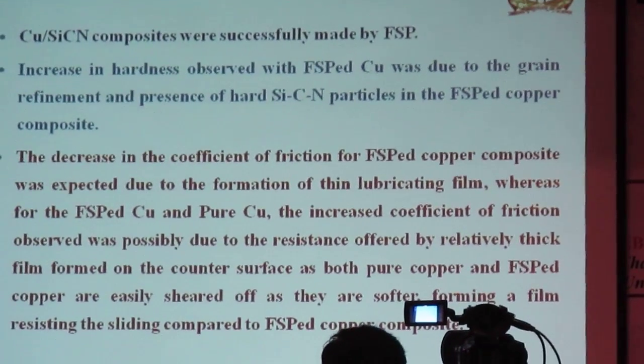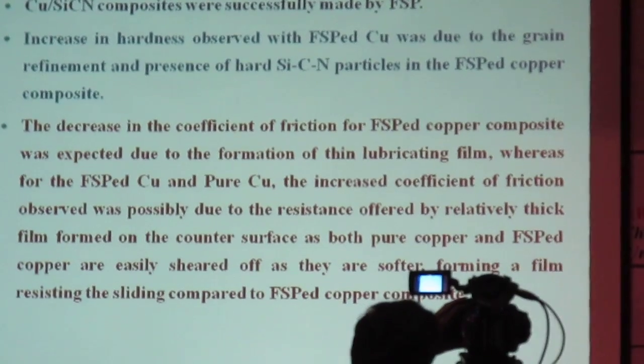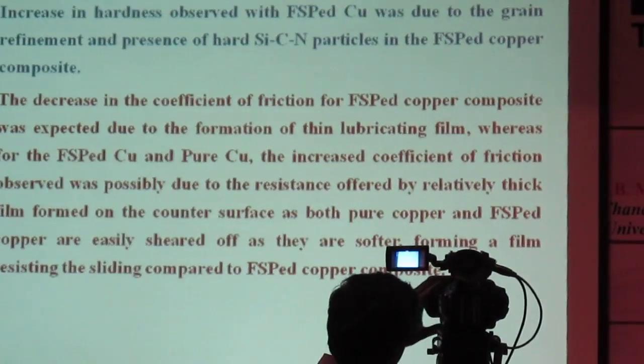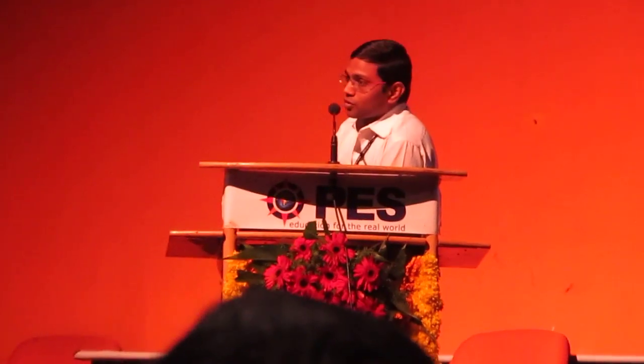And regarding the results of wear, the decrease in coefficient of friction in the composite was expected due to the formation of a thin lubrication film. And in the base copper and processed copper, it was due to formation of a thicker film. And the addition of these ceramic particles was responsible to improve the wear and shear resistance when compared to the base metal.